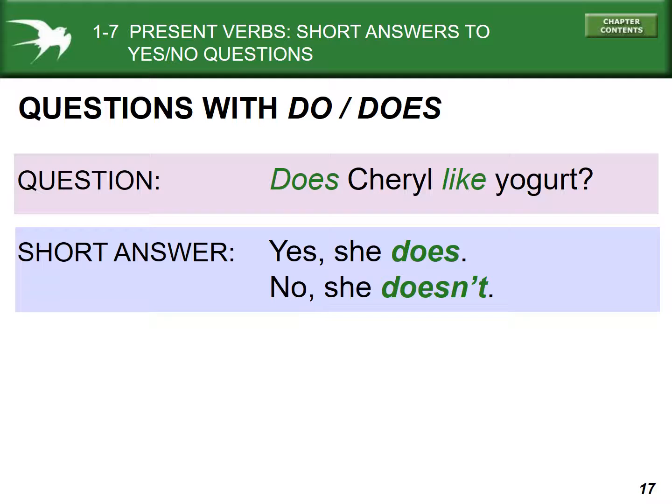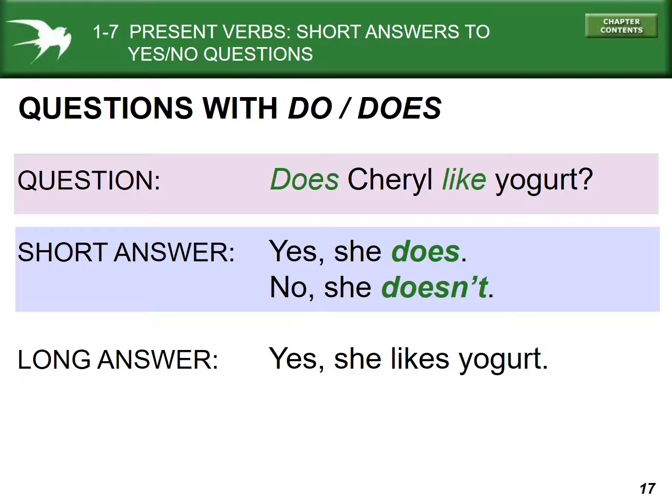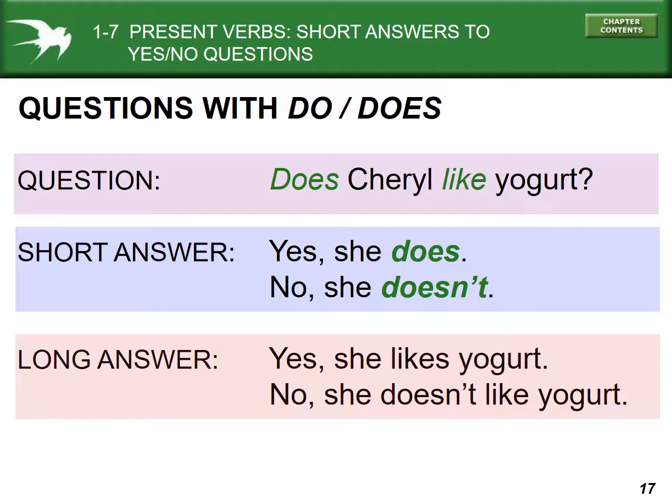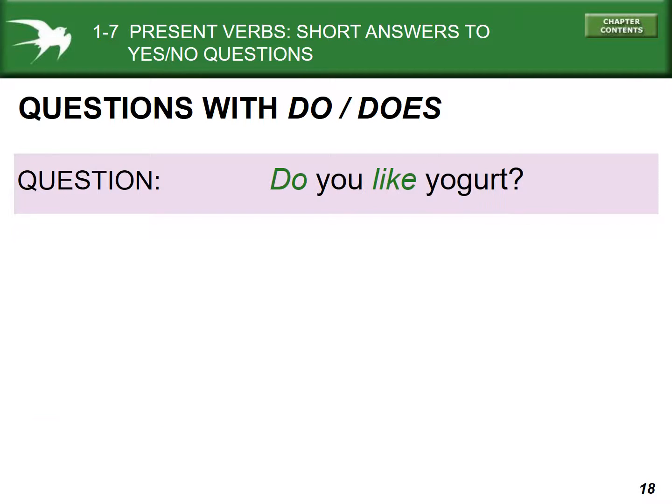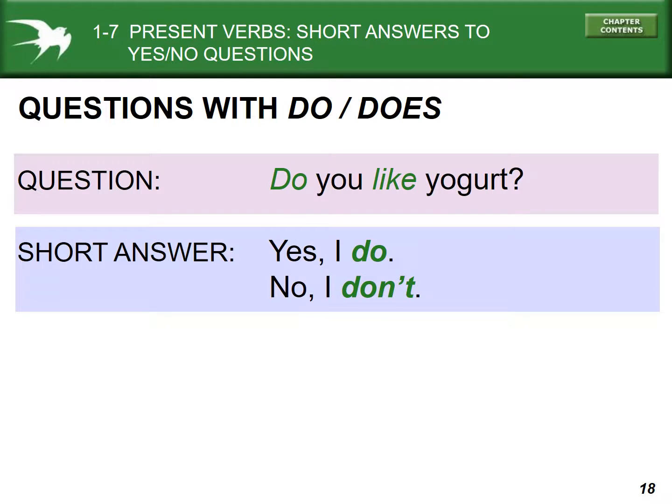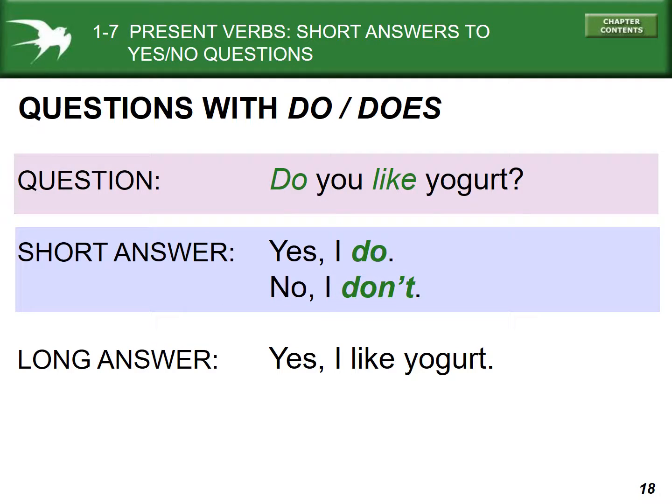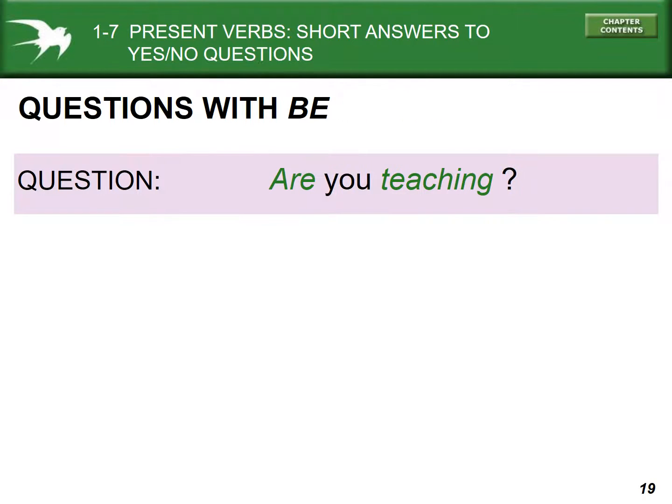We don't have to completely repeat the sentence, or the question in this case. We don't have to repeat every detail. We can sometimes just repeat the subject and the helping verb. Yes, she does, or no, she doesn't, the negative. The long answer would be yes, she likes yogurt, or no, she does not like yogurt. But it's easier and more common to just use the shortened answer. Do you like yogurt? Yes, I do, or no, I don't. And the longer version would be yes, I like yogurt, or no, I don't like yogurt.